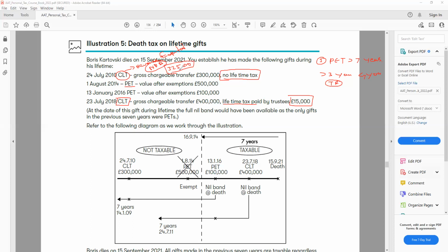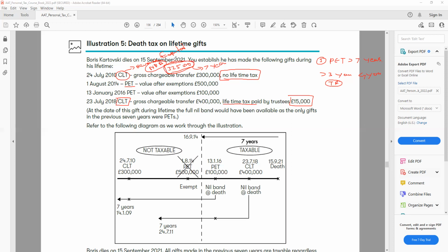The next thing is the nil rate band is always reused after 7 years. So that means if we have a CLT or any gift, we always check from the date of the gift the previous 7 years: is there any chargeable gift we gave? Now, it is very important to understand that. Sometimes some students think the 325,000 nil rate band is for the lifetime. Remember that it is not lifetime. This 325,000 nil rate band is for every 7 years. So every 7 years, you will have another 325,000 nil rate band. It will regain the nil rate band. So it is very important to understand that.